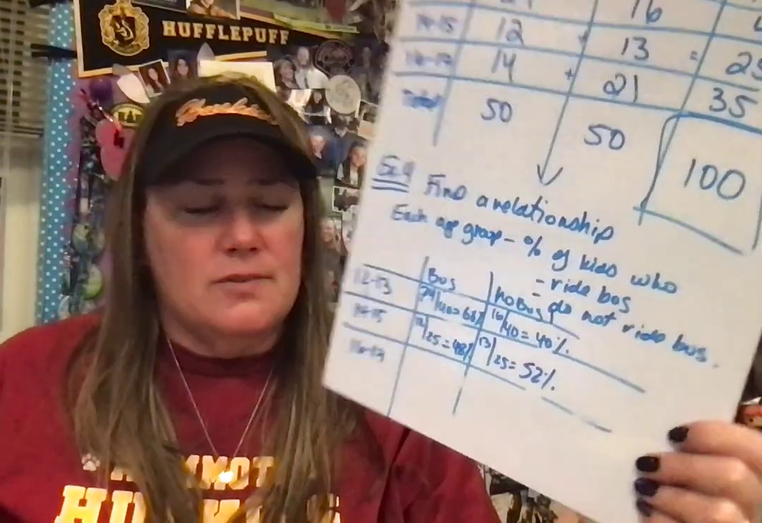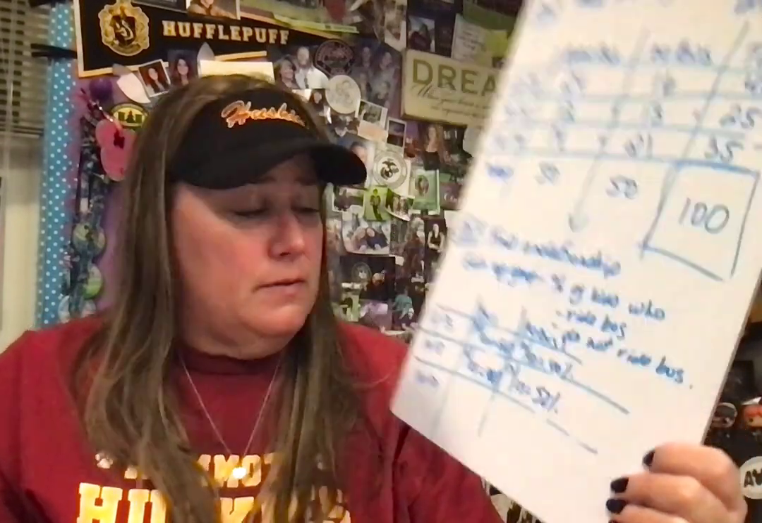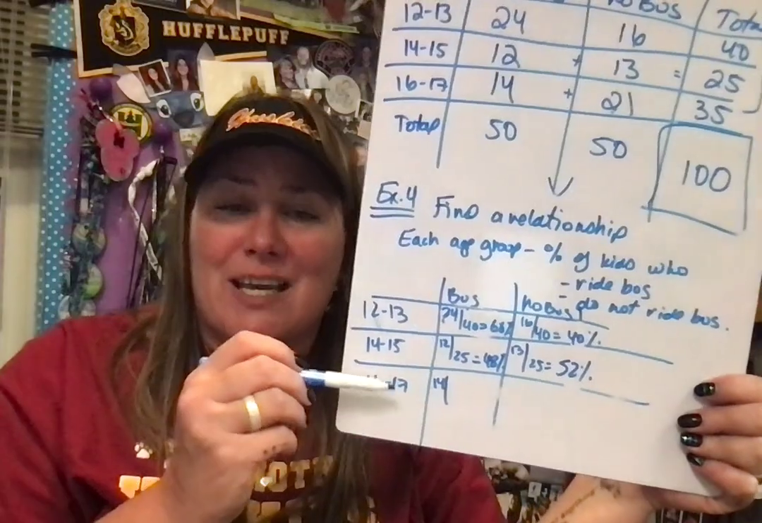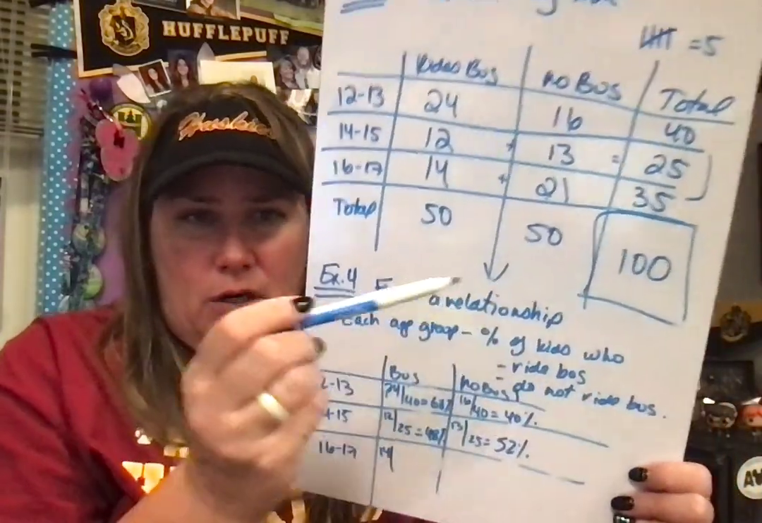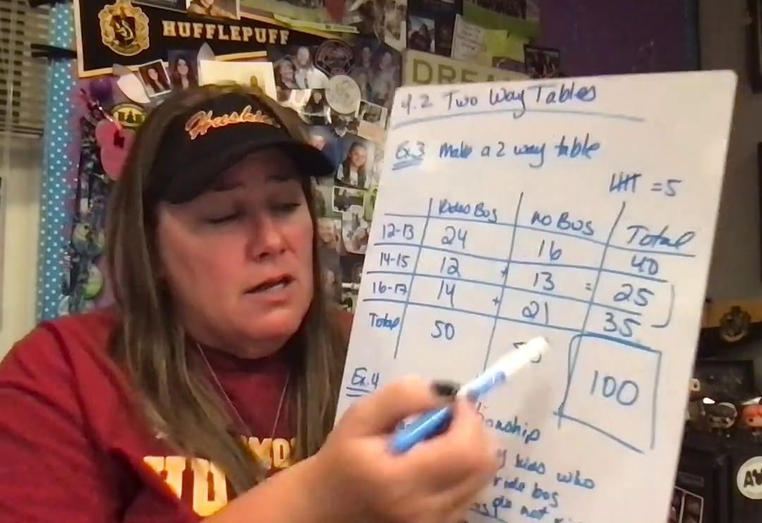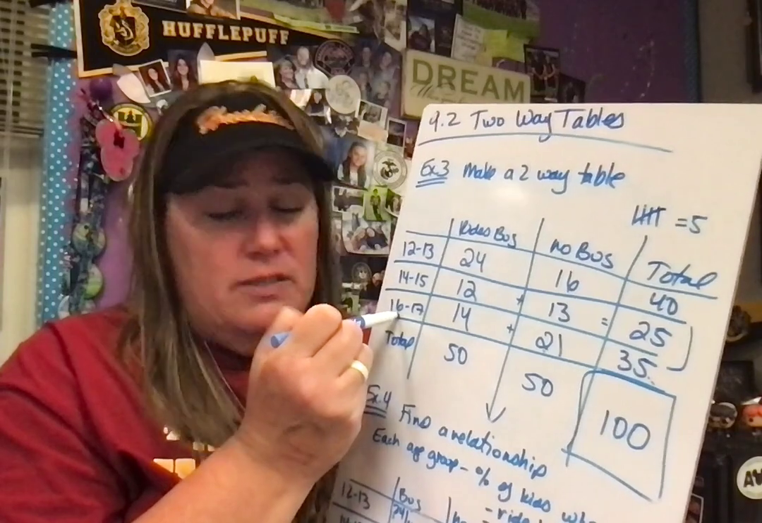We're almost done. Remember, both of these are supposed to add up to 100%. Okay? All right. 16 to 17-year-olds of kids who ride the bus. 14 out of how many total of the age bracket? Remember, we're not using that number. We're using the total for this age bracket. So there's 35, which means there's 35 kids who were surveyed in this age bracket. So 14 out of 35.